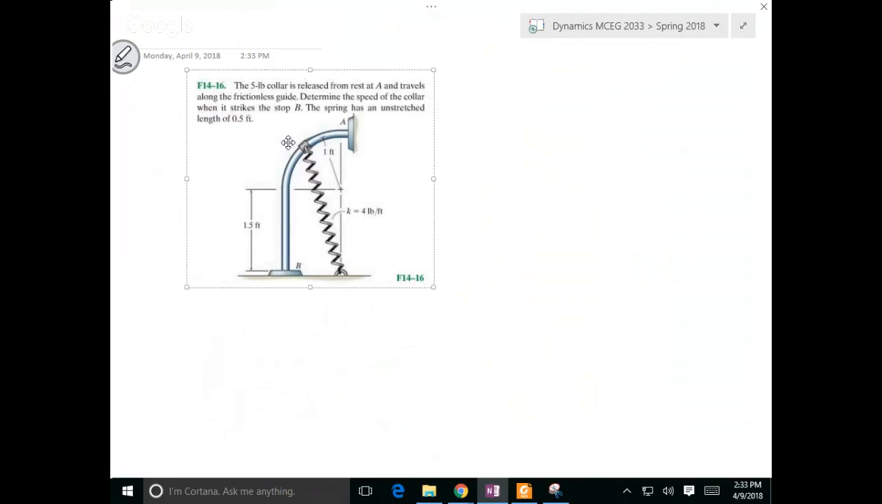It says a 5 pound collar is released from rest at A, travels along a frictionless guide, which is good for us. Determine the speed of the collar when it strikes the stop down there.